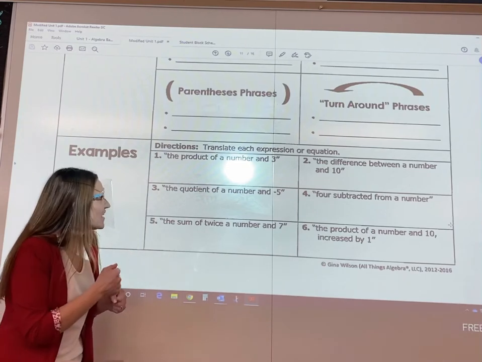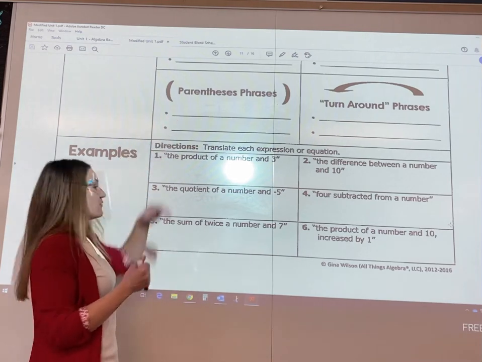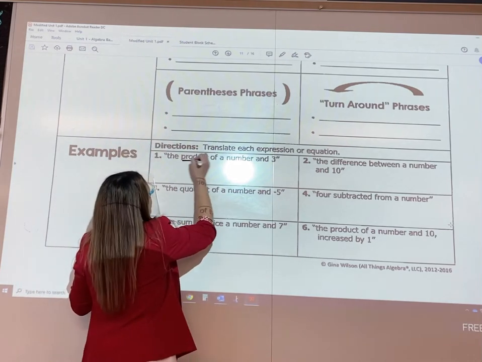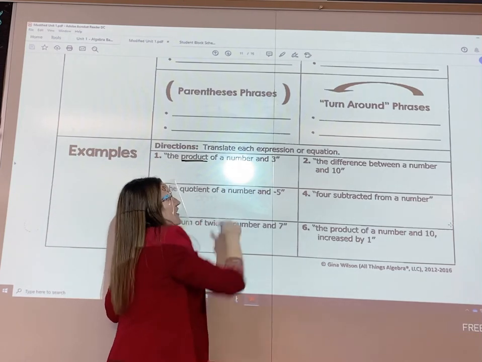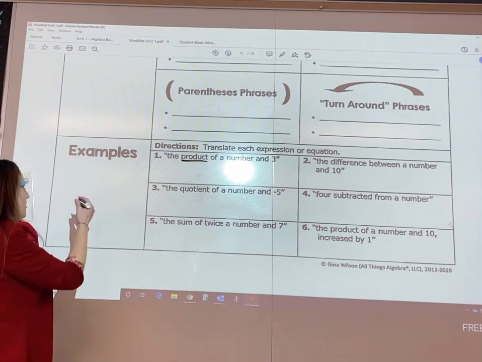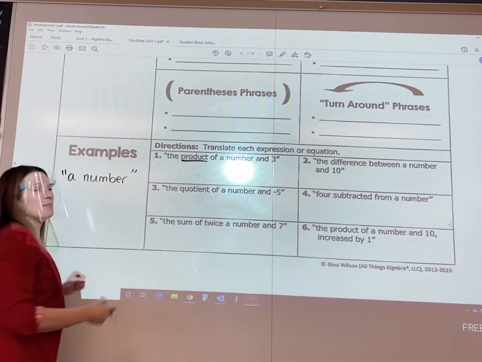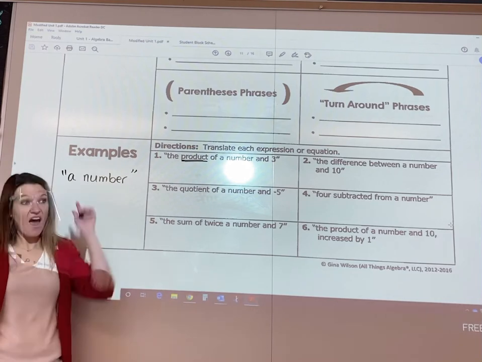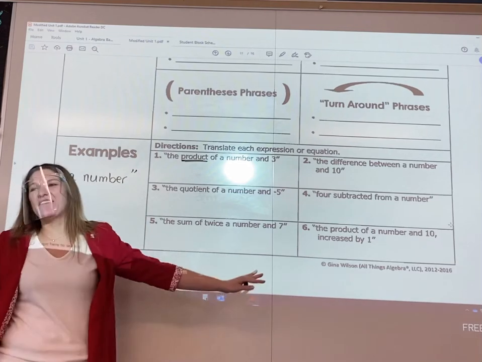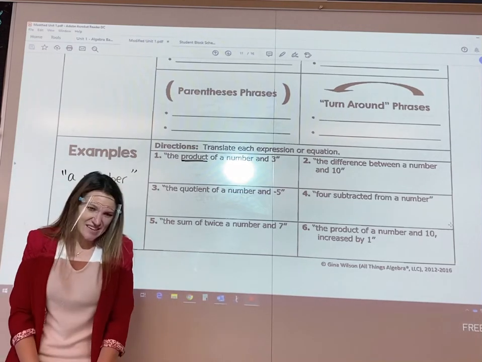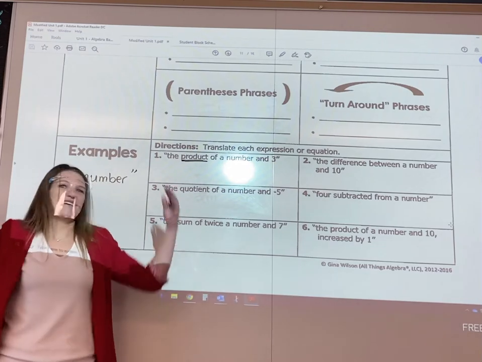All right, the product of a number and 3. So what you're looking for are those words that we wrote up top. So product is one of them. And then I get to this word, a number. So whenever we don't know a number in algebra, we represent it with something. What do we represent a number with in algebra when we don't know something? A variable. A variable, that's it, yes. You can choose any variable you want, but for these examples, let's use the variable n.